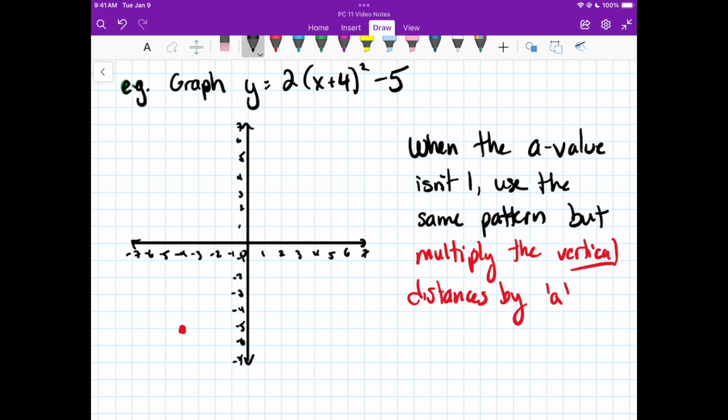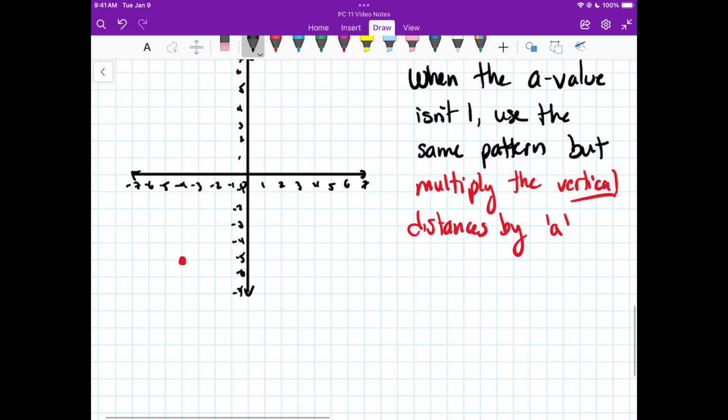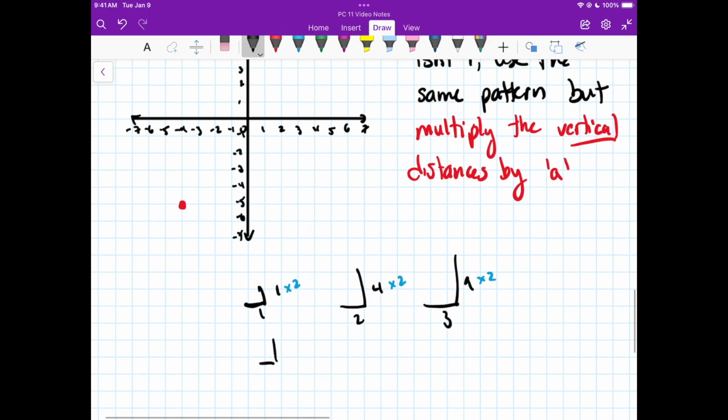And so in this case, since A is 2, we're going to be multiplying all of our vertical distances by 2. And so that's going to look, for us, something like this. Our 1, 1, 2, 4, and 3, 9. All those vertical parts are going to get multiplied by 2. And so we're going to end up with 1, 2, 2, 8, and 3, 18.